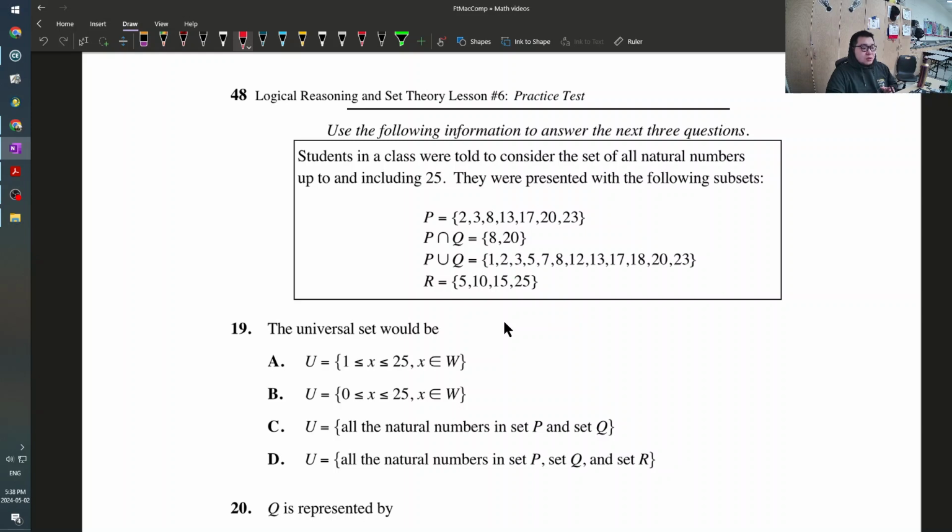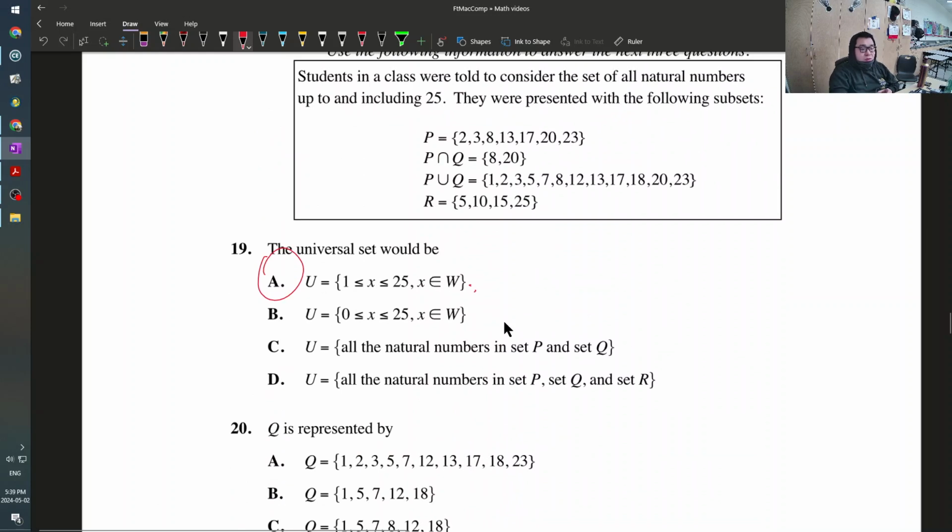Students in a class were told to consider a set of all natural numbers up to and including 25. They were presented with the following subsets. And what is a universal set? It says could be, which is pretty interesting. It looks like I am going up to 25, but not including 0. Oh, natural numbers up to and including 25. In this textbook, natural numbers do not include 0. So from 1 to 25, 19 is A.